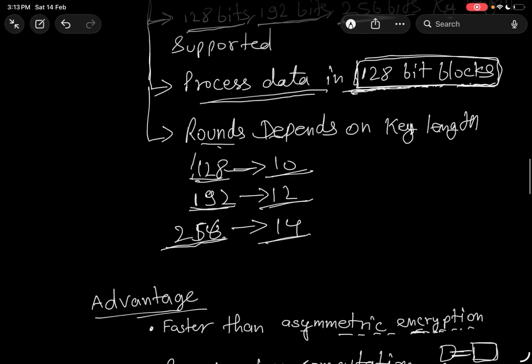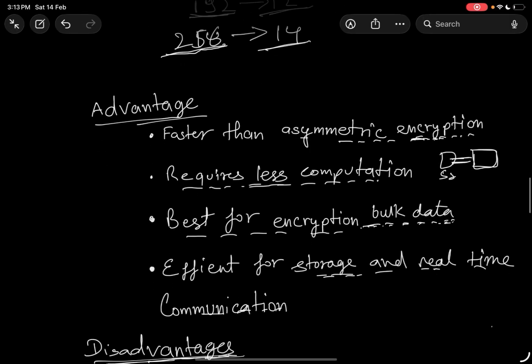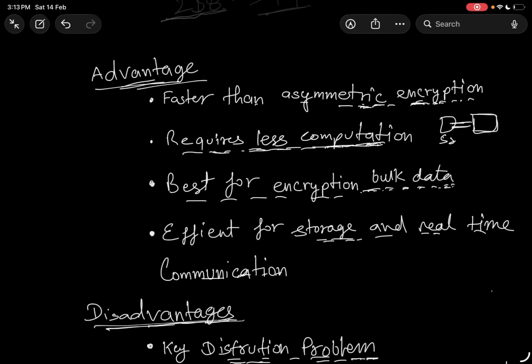Okay, now let's see what are the advantages of symmetric encryption. Faster than asymmetric encryption. So it is faster than the other encryption that we have. The second point is that it requires less computation. Yes, it requires less computation, and that's why it is faster also. Now the third point is best for encryption of bulk data.